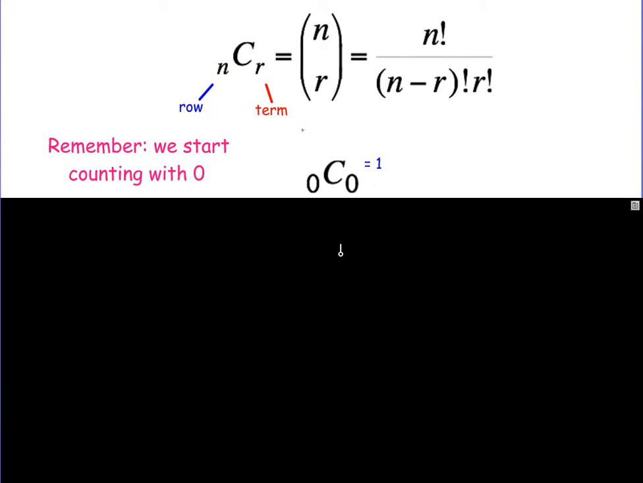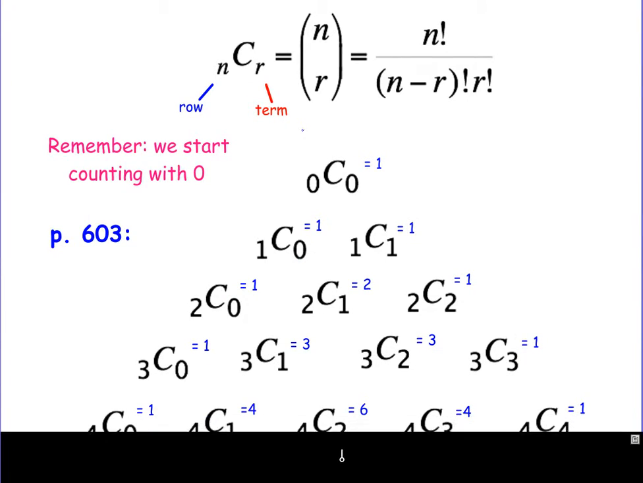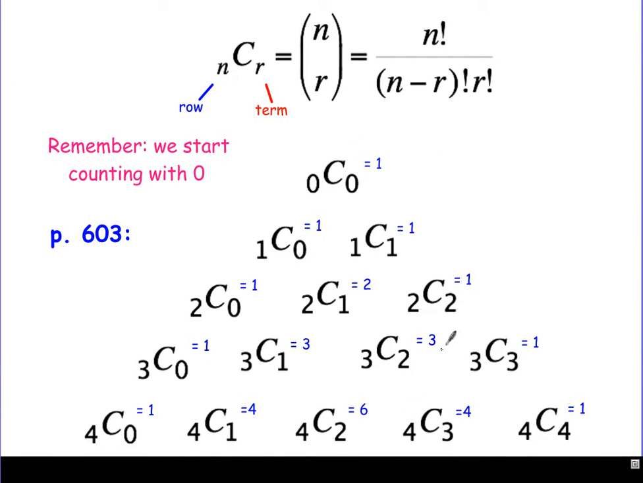So take a look here. Let's look at this formula a little bit more. This n is the row, r is the term. So we always start counting with 0. If you look on page 603, you'll see this table. What this means is if you were to go 4 choose 2, in other words, fourth row, second term, you would get a 6. If you were to do second row, second term, you would get a 1.